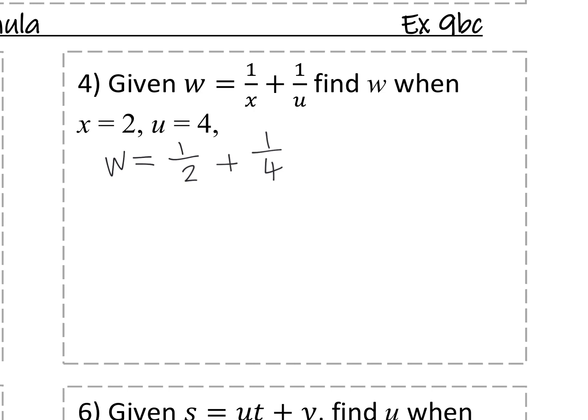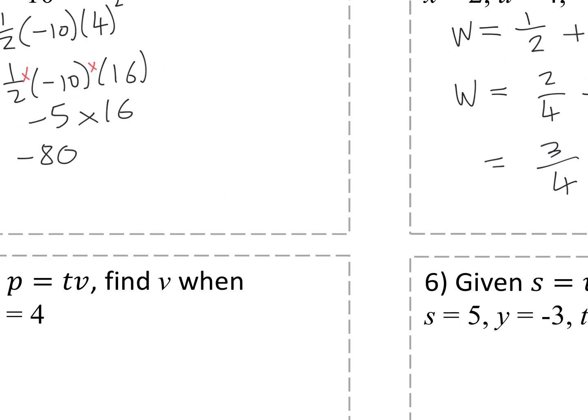So what are we left with? We're left with w equals a half plus a quarter. And to do that calculation, we're just adding fractions. And to add fractions, we need a common denominator. Common denominator of 2 and 4 is 4 itself. So 1/4 would stay as 1/4. 1/2 is the same as 2/4. And then 2/4 plus 1/4 is 3/4.